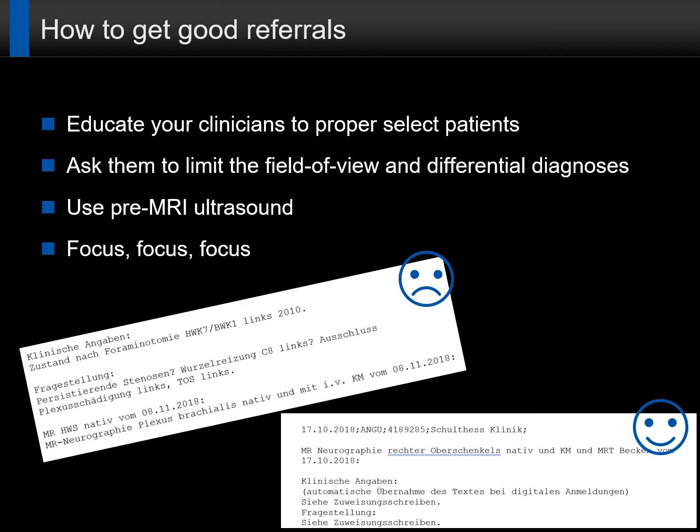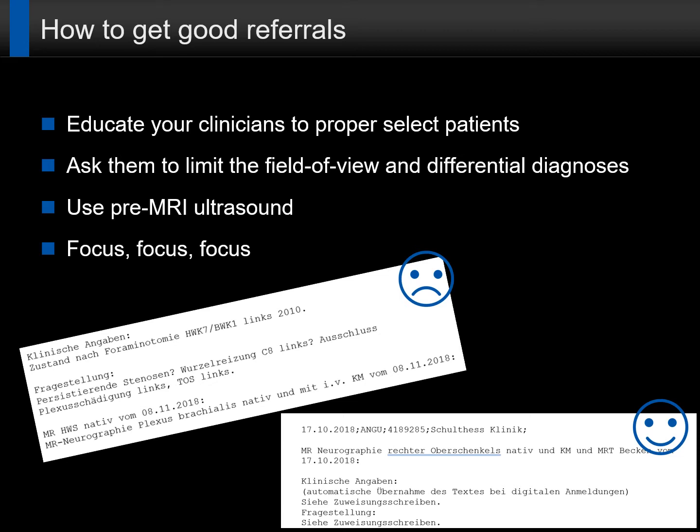The best situation is if you have really good referrals from your referring physicians. This does not come by itself. In most cases, you have to educate your clinicians so that they select the patients properly, which need to undergo or should undergo MRI. If you take every patient, you will not get good results, and the technique will not become as effective as it can be if you select your patients properly.